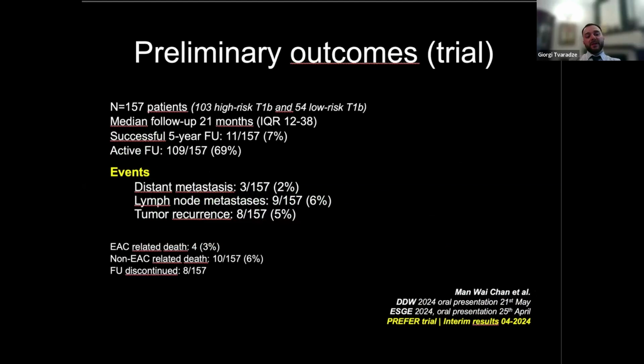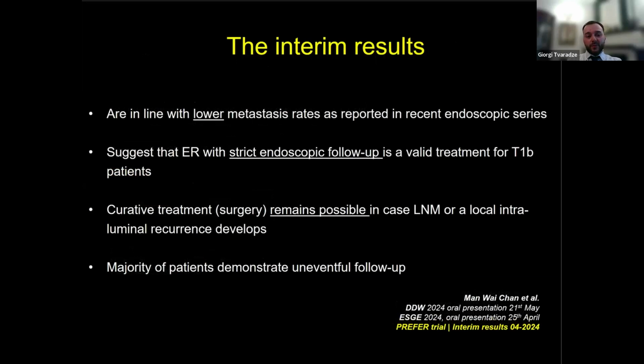So until now, I'm going to mention the preliminary outcomes. It is important to see the distant metastasis rate is only 2%, lymph node metastasis is only 6%, and the recurrence rate is also below 5%. Also, it is important to mention that esophageal adenocarcinoma-related deaths were found in 3%, and non-esophageal adenocarcinoma-related deaths were found in 6%. So it is a very promising study, and we are all waiting for its final results.